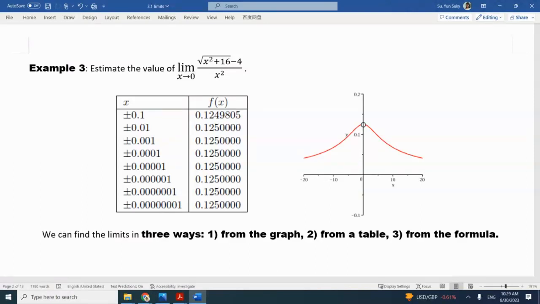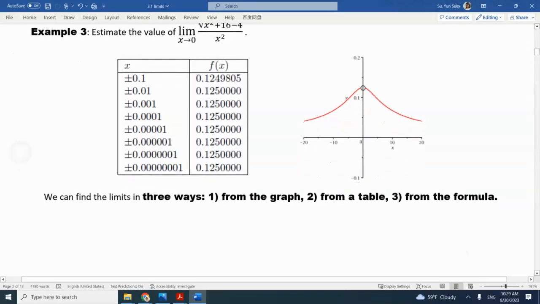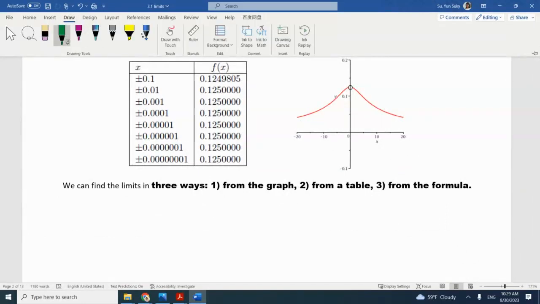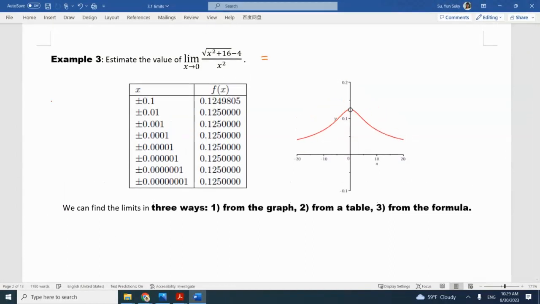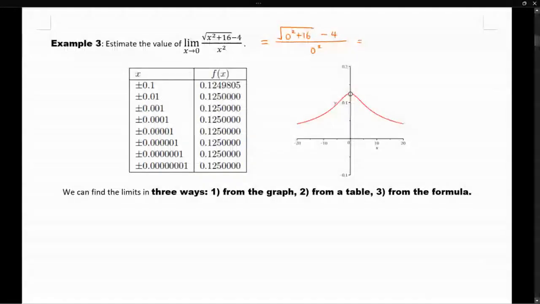Okay, everybody? And now, let me teach you from the formula, how do we get the limit algebraically? Okay, let's do that. And usually, in the exam, you're going to do it this way. Compute the limit algebraically. So, let's do it. Okay, so step 1, we want to plug in the number, right? So we want to plug in 0. If we plug in 0, you get 0 squared plus 16, square root, minus 4, over 0 squared, right, everybody?